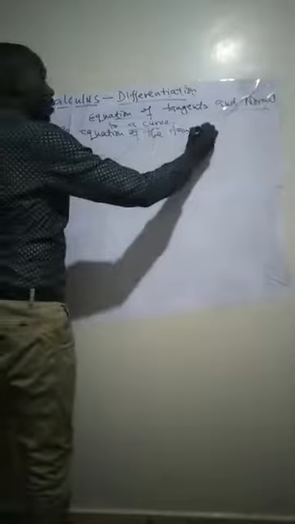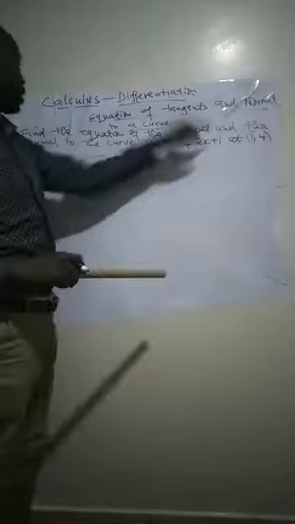You're told, find the equation of the tangent and the normal to the curve y equals x cubed plus 2x plus 1 at (1, 4). So we have the equation of the curve. Find the equation of the tangent and the normal to the curve at that given point.